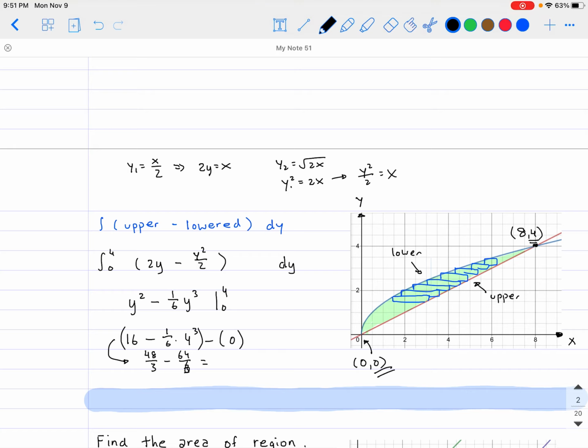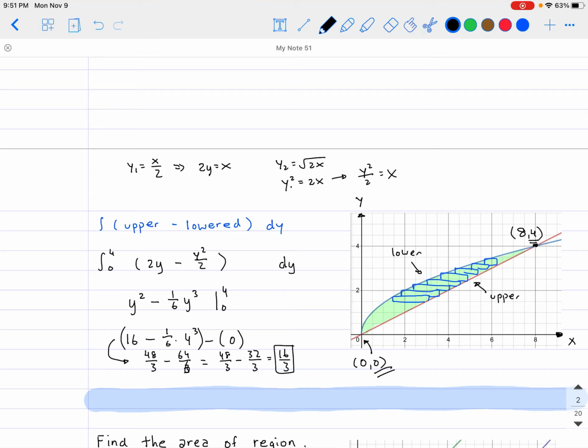So if I clean that up a little bit, 48 over 3 minus 32 over 3. So that is going to give us 16 over 3. And there you go, 16 over 3 like we said, okay? Whew, fortunately, I didn't embarrass myself and get the wrong answer. Okay, all right, but there you go. So that basically means now that you have an option of doing the area between curves using dy or dx.